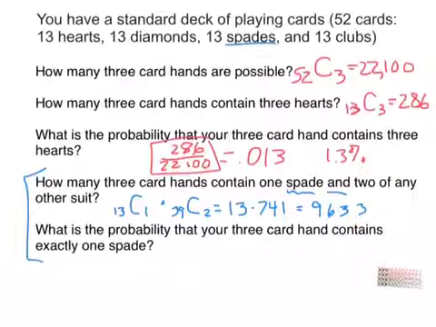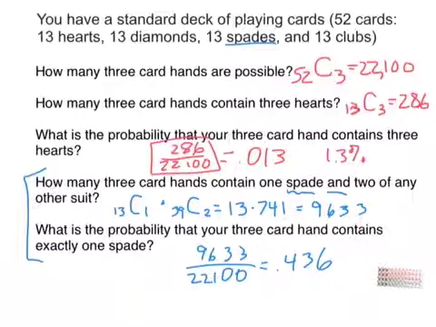So the question here, and I'm rushing because I'm running out of time, what is the probability that your 3-card hand contains exactly 1 spade? Well, it's 9,633 possible ways that can happen out of 22,100 possible 3-card hands you can get. By the way, this calculates out to be about 0.436, so about 50-50 almost, so 43% likelihood that we would be dealt 1 spade.